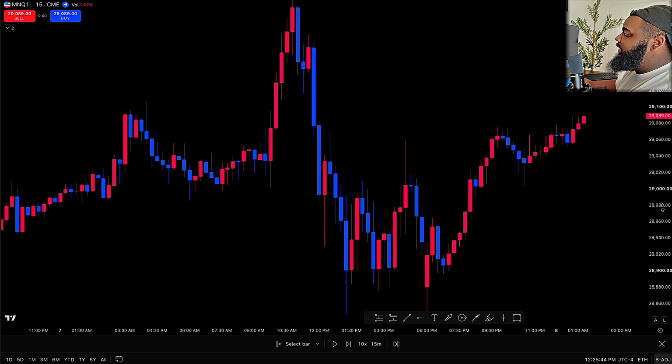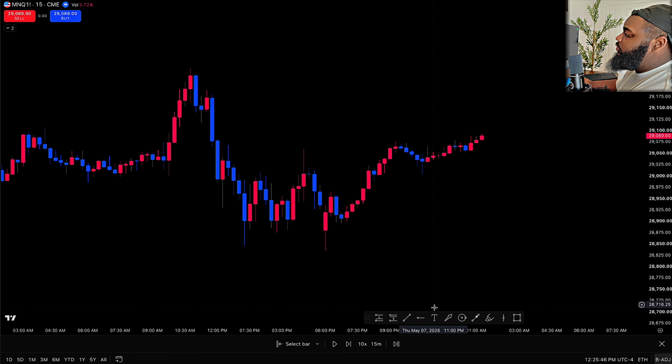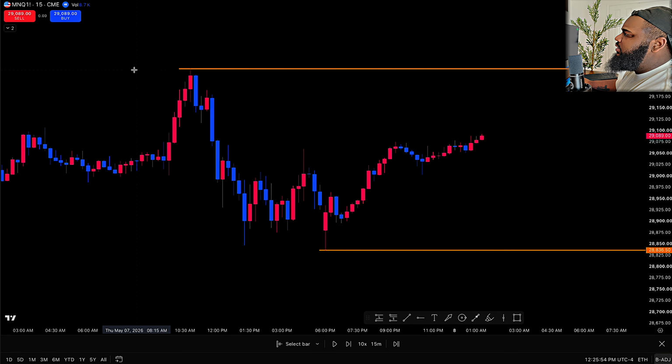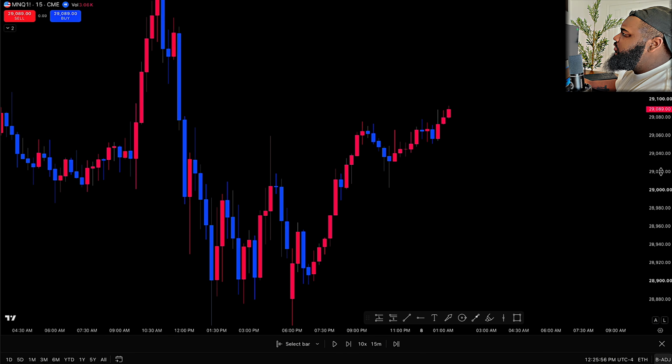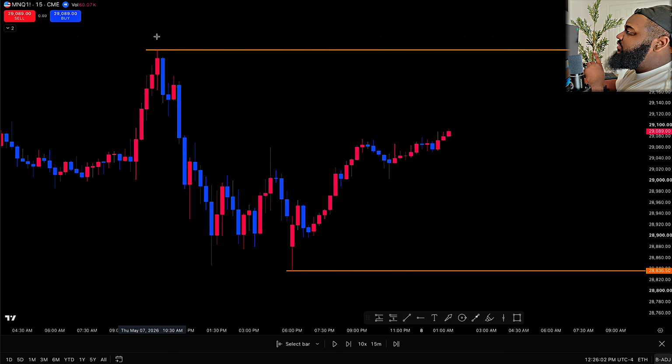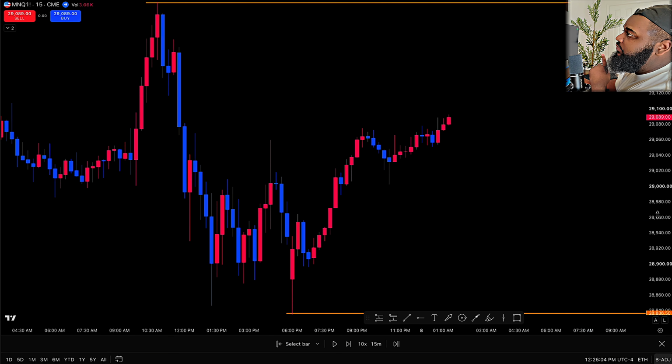Not every zigzag is a move. So let's just say this was the low right here, and let's just say, I forgot what it was, but this was the high right here. What people will typically do is we call this internal structure. So they're actually trading price that's inside of a range and they don't even know it.